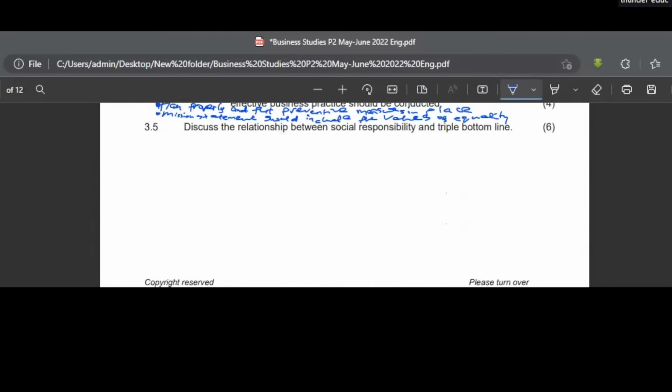The next question, we have question 3.5. So now 3.5 reads as follows: discuss the relationship between social responsibility and triple bottom line. So now here, remember, triple bottom line, it takes into account the profit or economic, and also people, social, and also planet or environment. So now I am going to do this.